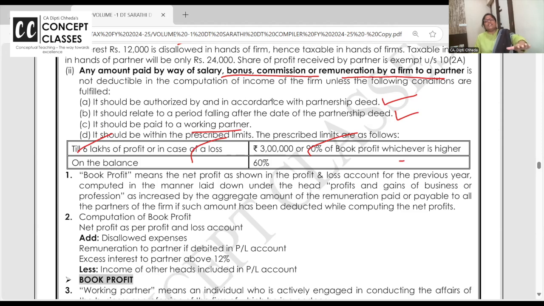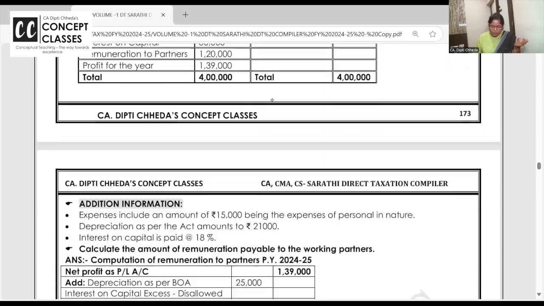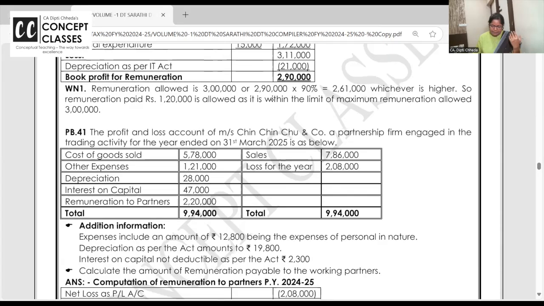In case of loss, you can't say sorry, working partner, you worked really hard, but now loss hai. How do we give loss ka 90%? In case of loss, minimum 3 lakh remuneration you can pay to all the working partners. So up to 6 lakhs of profit, or in case of loss, 3 lakh, or 90% of the book profit. On the balance, 60% of the book profit. Are you all with me? Up to 6 lakhs, or in case of loss, 3 lakh or 90% of the book profit. And on balance, I think I'll show you one problem, so it will be very clear.